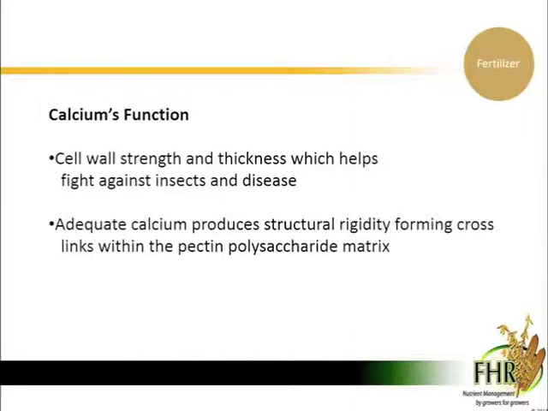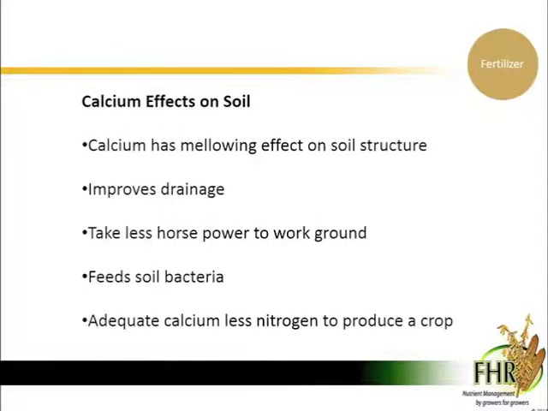Calcium function is cell wall strength and thickness, which helps fight against insect and disease. Adequate calcium produces structural rigidity and forms cross links within the pectin polysaccharide matrix. Calcium has mellowing effects on the soil structure, improving drainage, taking less horsepower to work the same ground, and feeding soil bacteria. Adequate calcium means less nitrogen in a produced crop.